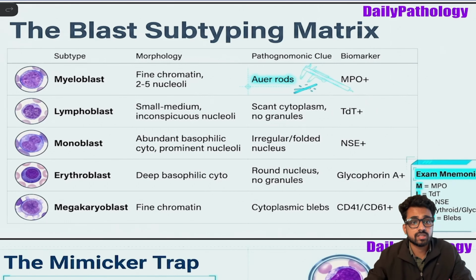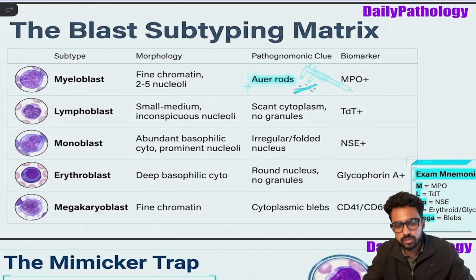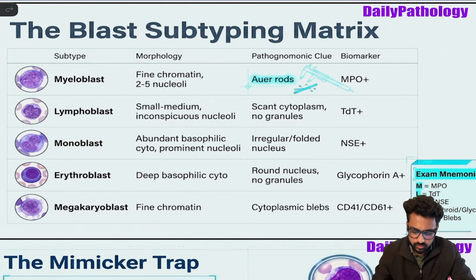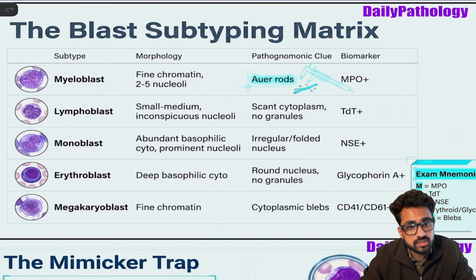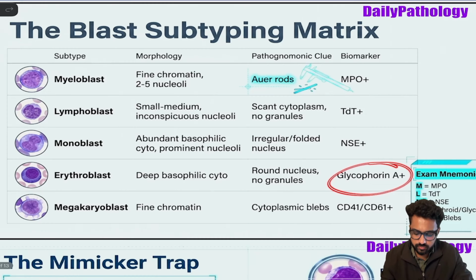Next is monoblast, with abundant basophilic cytoplasm and prominent nucleoli on morphology. Then an irregular or folded nucleus is the clue. Remember this point for monoblast. Here you can see in the image this irregular folded nucleus, and it is NAC positive. Next is erythroblast, with deeply basophilic cytoplasm, a round nucleus, also no granules, and glycophorin A positive.